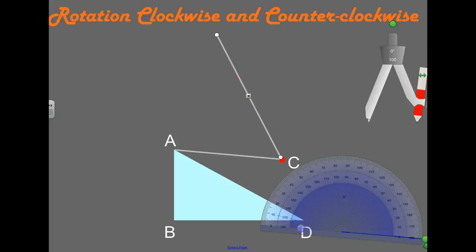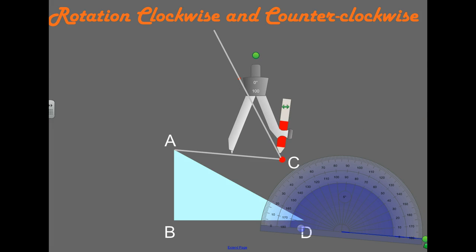What I mean by that is, if I rotate clockwise, I'm going the way the clock goes, this way. If I were to go counterclockwise, I'd be going downwards this way. So there is a 60-degree clockwise angle I made with segment AC. Now what I need to do is mark the distance from A to C.